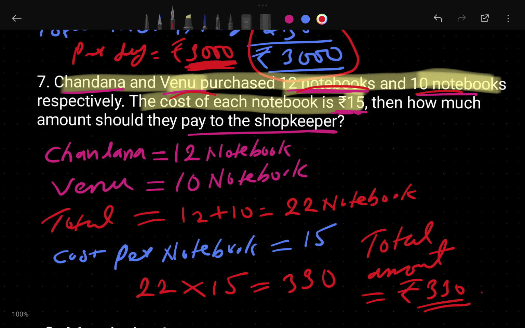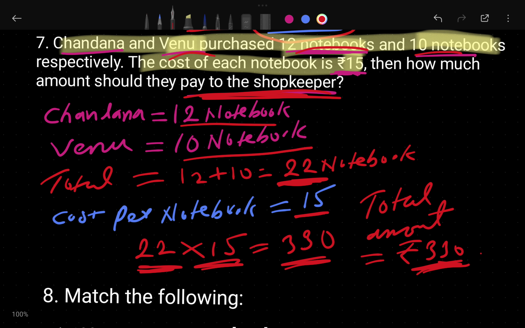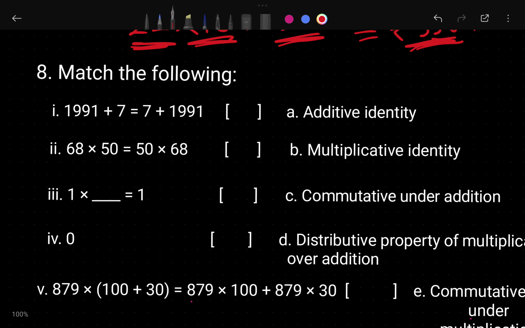So here you know what will happen. Chandana bought 12, his friend Benu bought 10. So in total they bought 22 notebooks. But you know the price of one notebook is 15 rupees. So one notebook is 15 rupees, two notebooks is 30 rupees, three notebooks is 45 rupees, but they bought 22 notebooks. So when you multiply 22 with 15, you will get 330 rupees. Okay, 330 rupees they have to pay to the shopkeeper. Is it clear? Total amount 330 rupees they have to pay to the shopkeeper. I hope this one is clear to you.